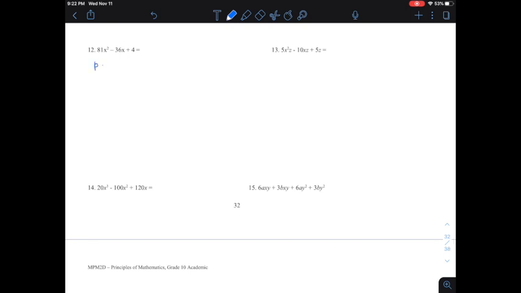Number 12 is same deal. If I look closely, I can see this is a perfect square trinomial negative, but that's okay. We can just do it this way. And we can see that this is actually negative 18 times negative 18. I'm actually going to put this here. Okay, so this is 81x squared minus 18x minus 18x plus 4.